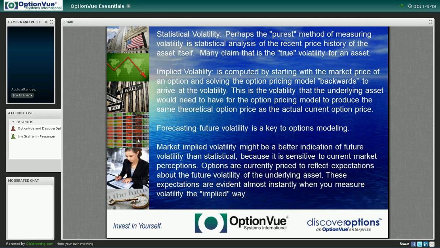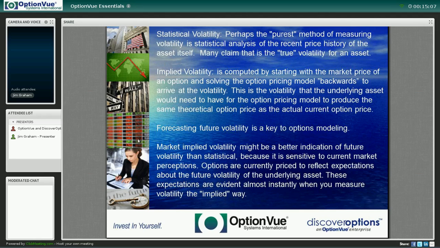That you don't know. And so that's where we're trying to get our best guess of what future volatility will be. And of course, the other things going into it are time, how much time's left in the option, things like interest rates and dividends.